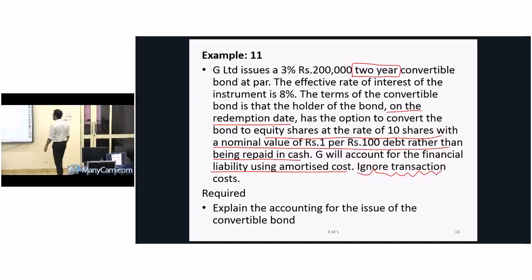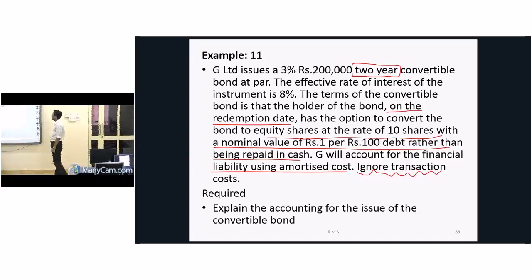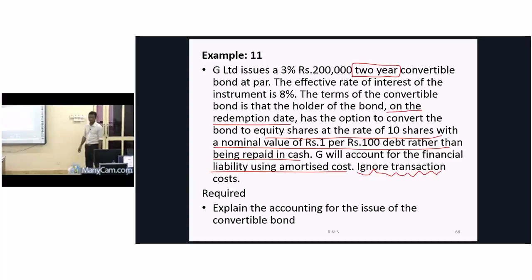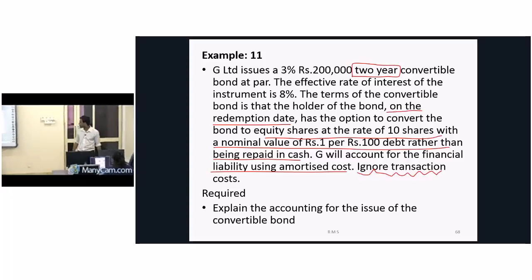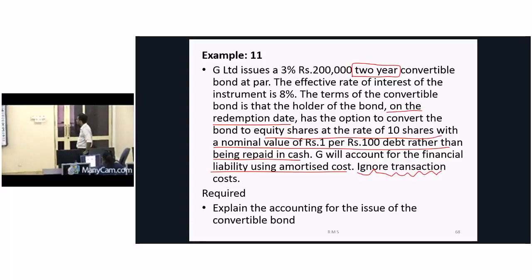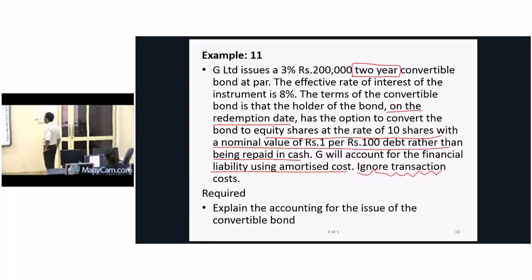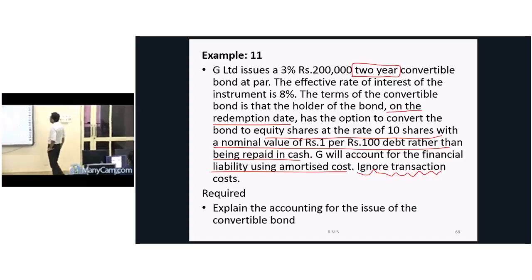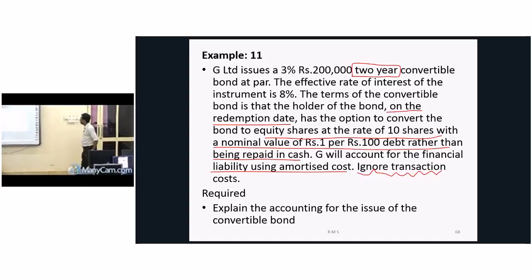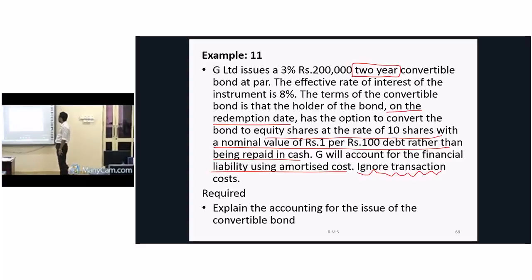G Limited issues a 3% 200,000 20-year convertible bond at par. It means a 2-year bond. The effective interest rate of the instrument is 8%. The terms of the convertible bond are that the holder of the bond on the redemption date has the option to convert the bond into equity shares, at the rate of 10 shares with a nominal value of 1 rupee per share of 100 debt, rather than being paid in cash.